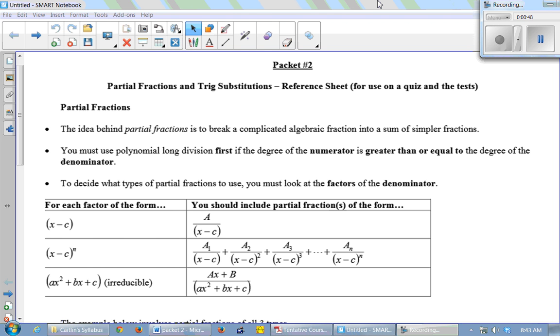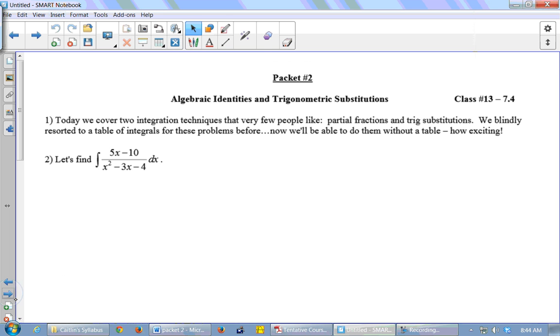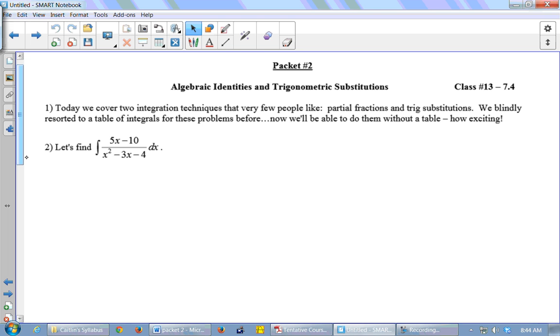Okay, so the first page of this packet is a reference sheet that you can use on the tests. It is a reference sheet about partial fractions and trig substitutions, and that is what we're going to talk about today. So this reference sheet pertains to the first lesson of the packet.